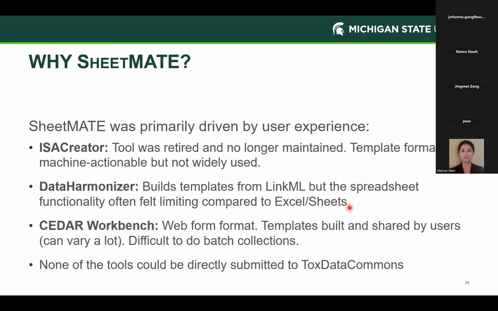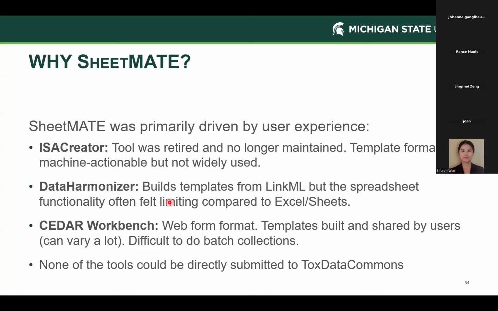So SheetMATE is basically driven by user experience. We originally started using ISA Creator, which actually was a really great tool. It got a little hard to use, but it basically got retired. They no longer wanted to maintain it quite a while ago. It was machine actionable. It was just not the most convenient machine actionable format. And then we looked at Data Harmonizer. It builds from LinkML, but it had a lot of limited functionality compared to what you're used to on a spreadsheet. So we were trying to use it like we do Excel, and there's a bunch of things we could do, and it just got frustrating, right?